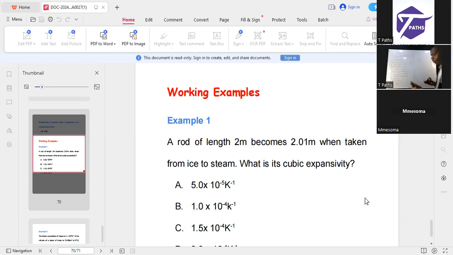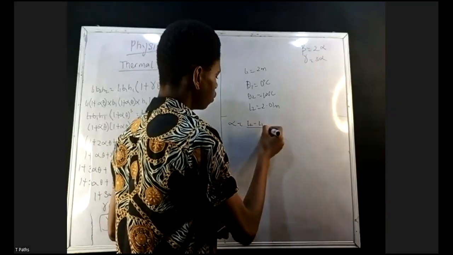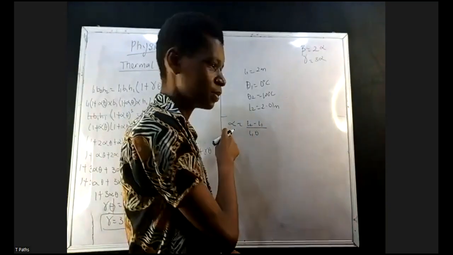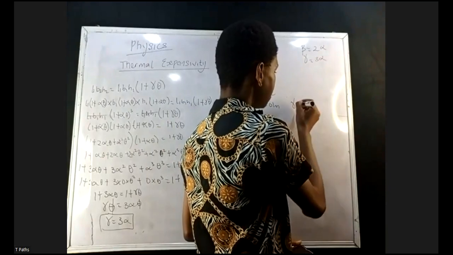So it says a rod of length 2 meters, that's the actual length, which is L1, is 2 meters, becomes 2.01 meters. L2 becomes 2.01 meters when taken from ice to steam point. What is its cubic expansivity? So now I can say alpha is equal to L2 minus L1 over L1 theta. But don't forget, they didn't ask us to find linear expansivity, they asked us to find cubic expansivity, which is gamma.